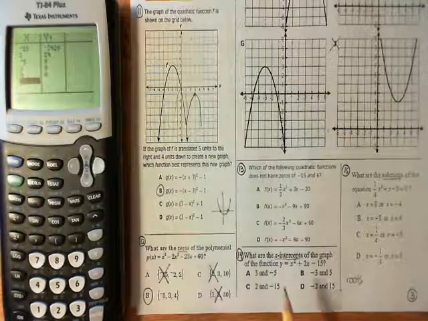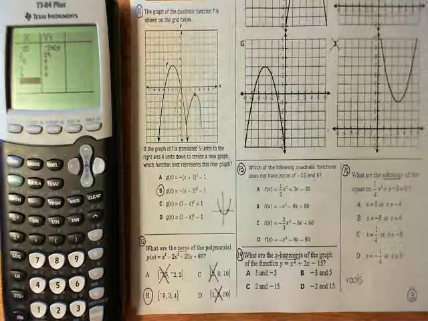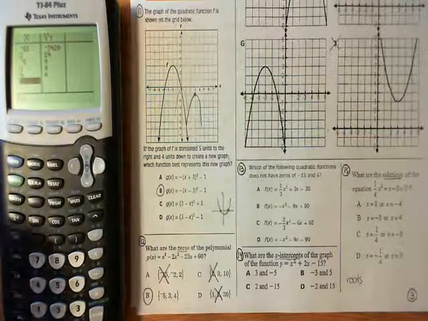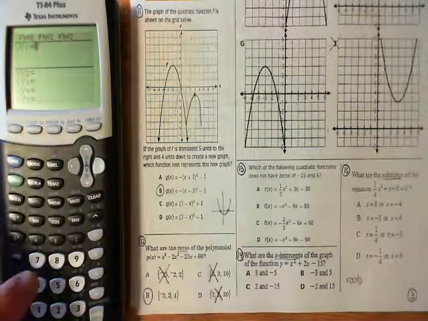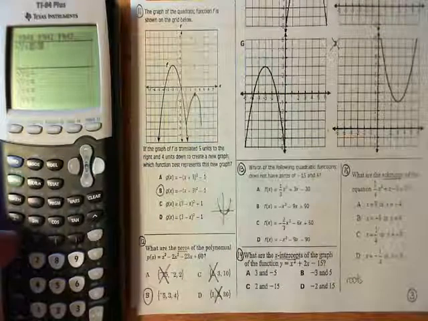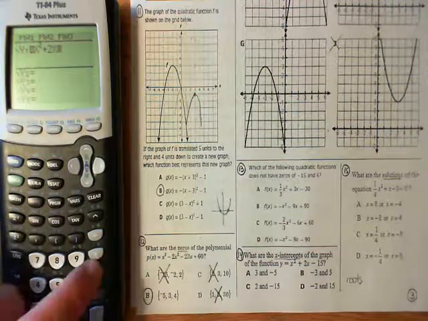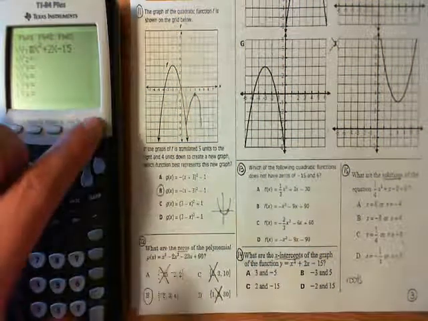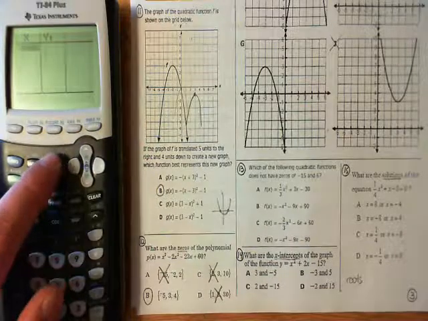And let's look at problem number 14. What are the x-intercepts of the graph of the function y equals x squared plus 2x minus 15? Man, the same type of problem. All you have to do is press y, clear, enter the new equation: x squared plus 2x minus 15. Press enter. Second graph.